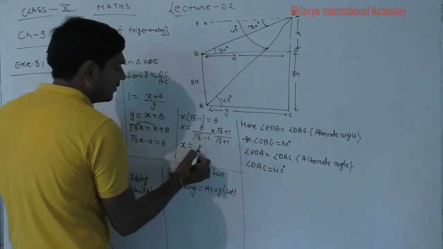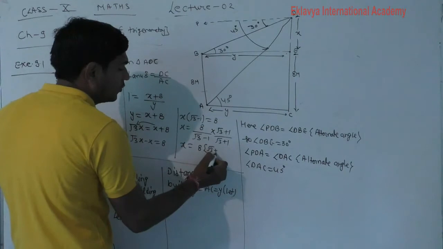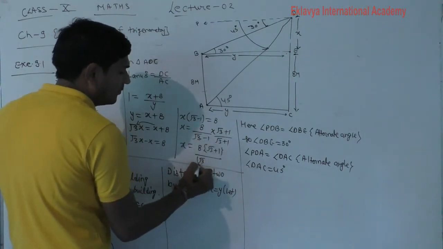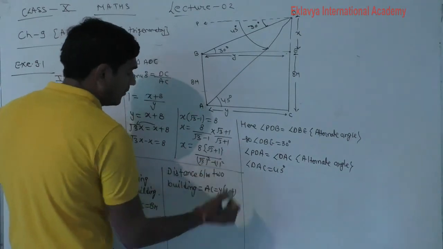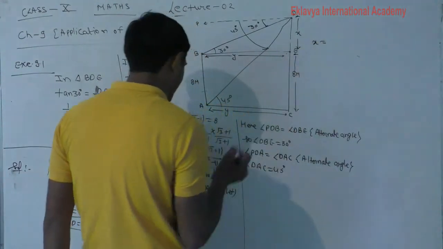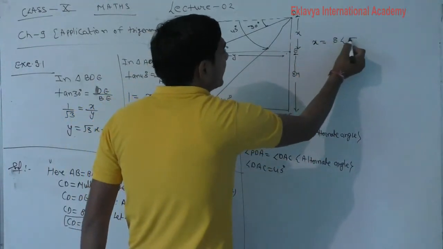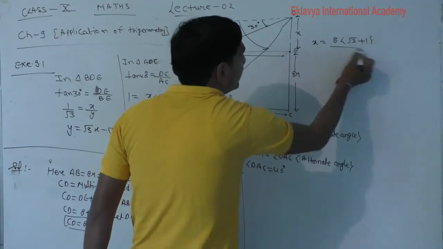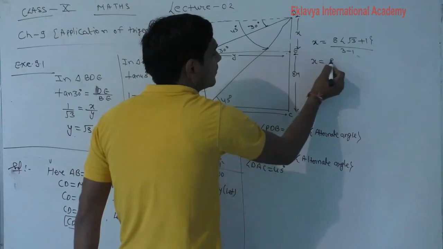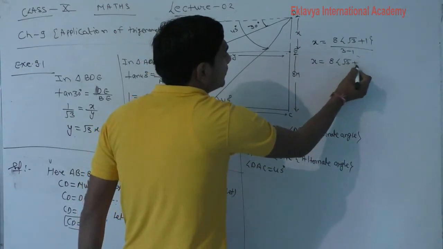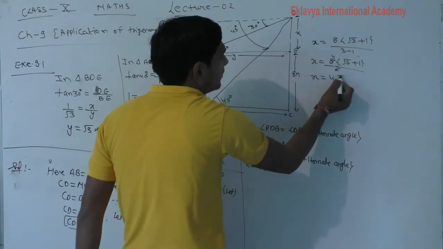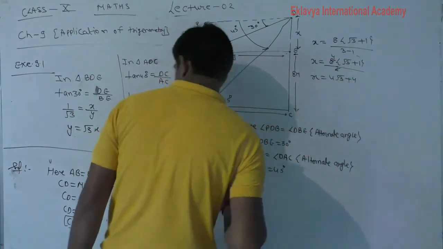So what will the X value come? 8 bracket root 3 plus 1 upon A minus B times A plus B, A square minus B square. So from here students, what is the value of X? 8 bracket root 3 plus 1 divided by 3 minus 1, so X value is 8 root 3 plus 1 divided by 2. 4. So what is the value of x? 4 root 3 plus 4.